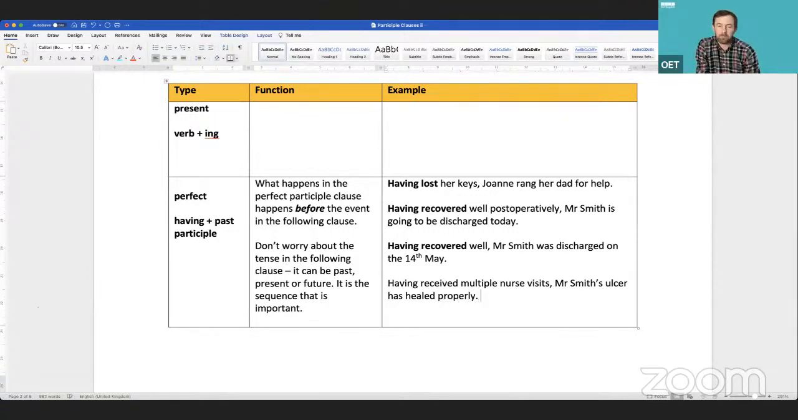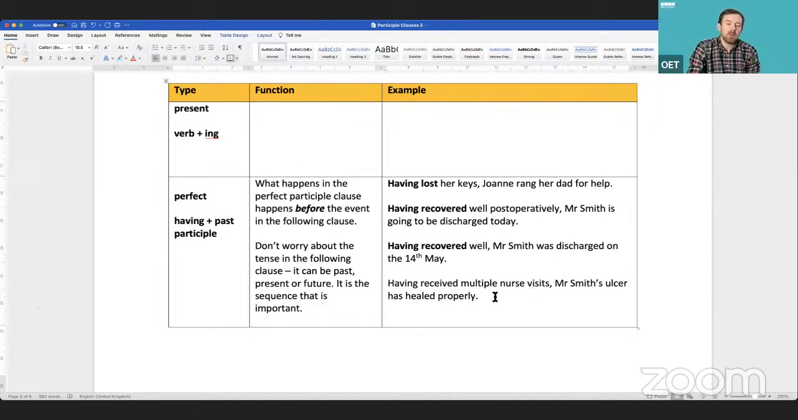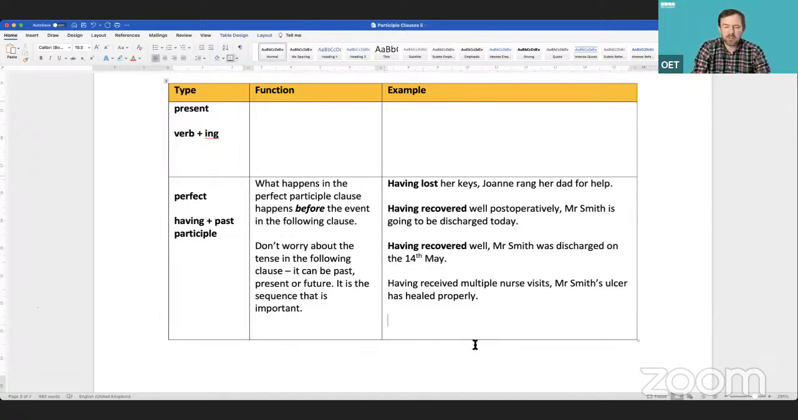Yes, go on, Ismail. The second clause can be past perfect as well. Past perfect. Okay, so I guess it could. So let's try it. So having recovered. I don't know actually. Having recovered well, Mr. Smith had. No, you're not going to do that. You're not going to do past perfect.